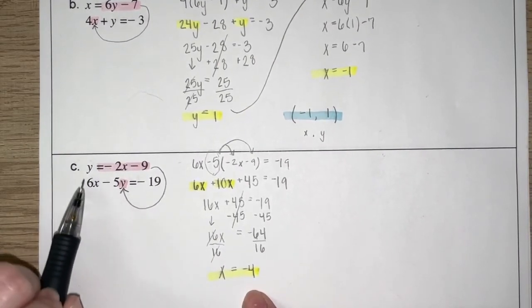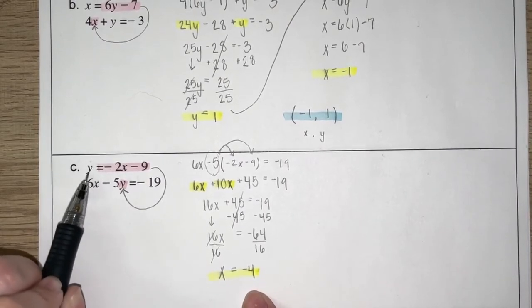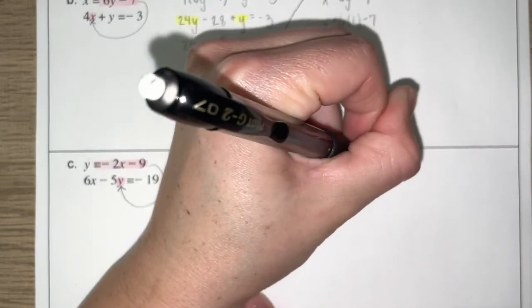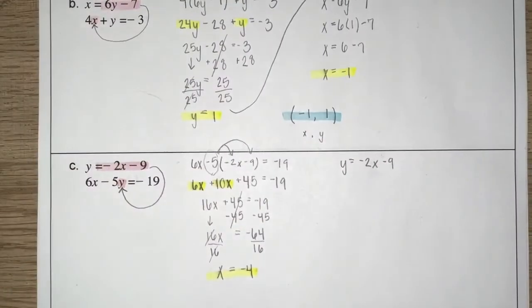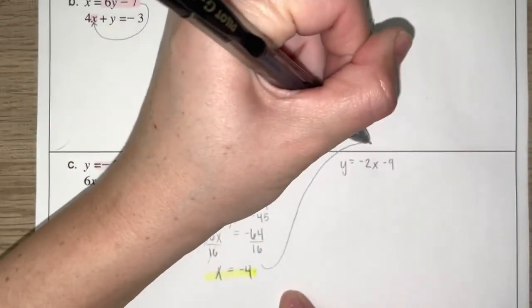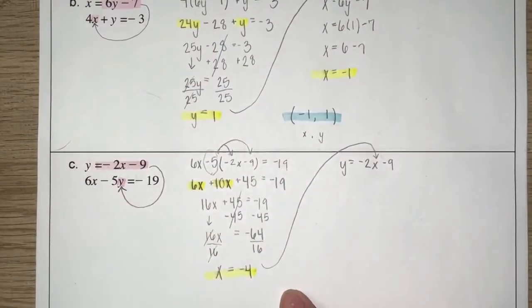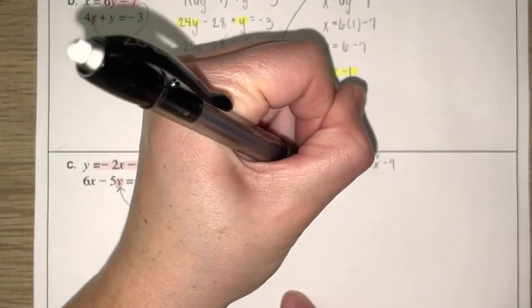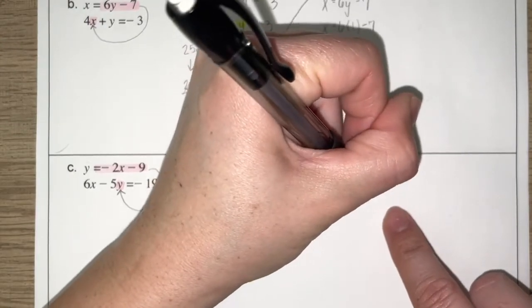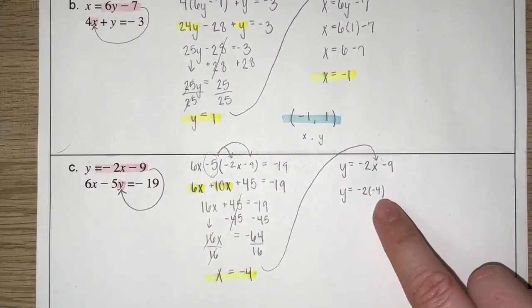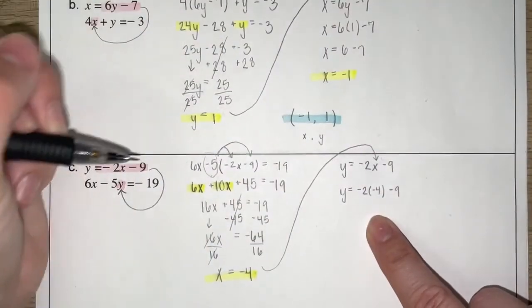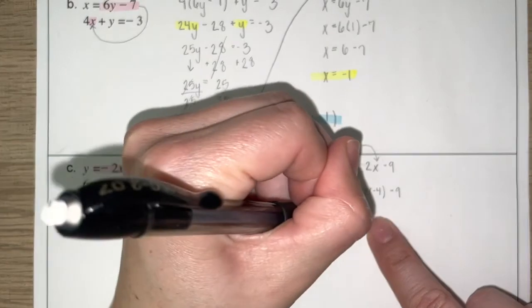So pick whichever one you want, whichever one you think is easier. I'm going to use the first one. So I'll rewrite it over here. y equals negative 2x minus 9. And then this negative 4 will go into that equation where x is, because we're saying that x is equal to negative 4. So y equals negative 2 times x becomes negative 2 times negative 4. Right, negative 4 just goes in for x, and then minus 9. And now we just need to simplify to solve for y.